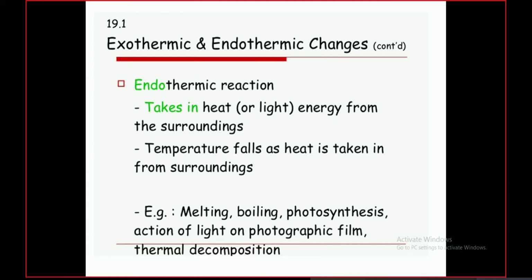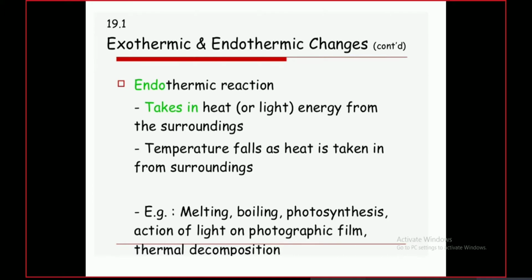So that is very obvious. If a chemical reaction, while it is occurring, is absorbing heat from the surrounding, that means the temperature of the surrounding will fall because the substance is absorbing the heat. So overall, during the endothermic reaction, heat is absorbed from the surrounding and the temperature of the surrounding falls down. There are very common life examples, like melting, boiling, photosynthesis, the action of light on the photographic film, or thermal decomposition. These are all very common changes in which you observe the endothermic change.